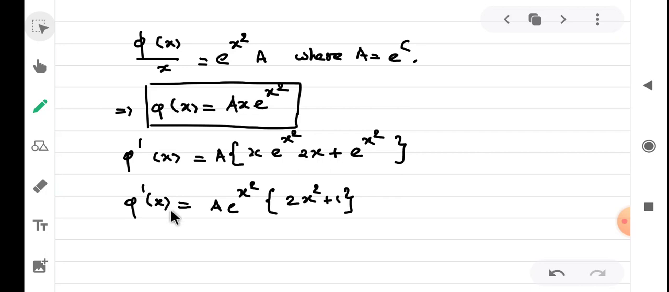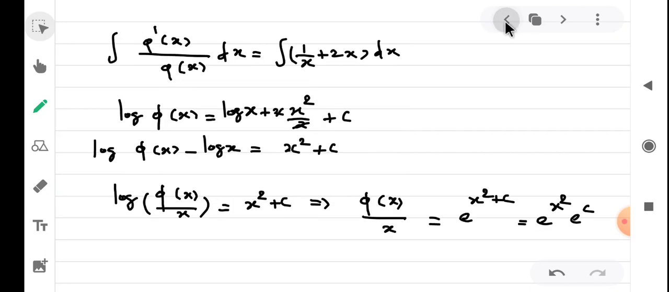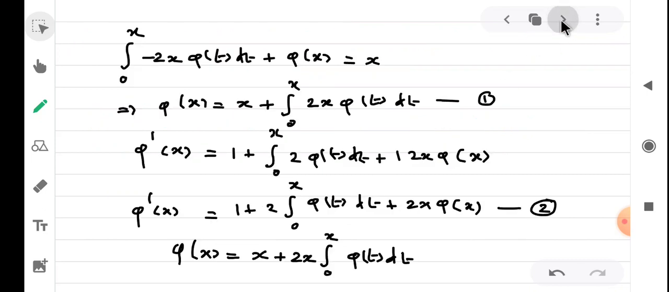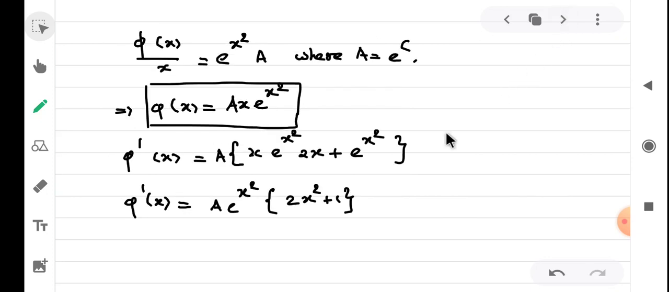Now let us calculate what is a. Now look at equation number 1, integral 0 to x. Here if I substitute x equals to 0, both sides I will get 0, so no use. So in equation 1, put x equals to 0.